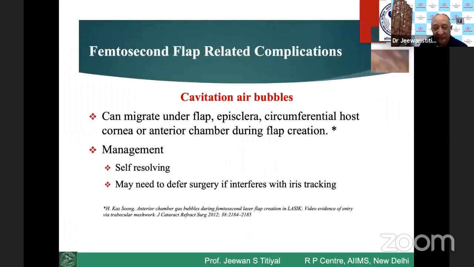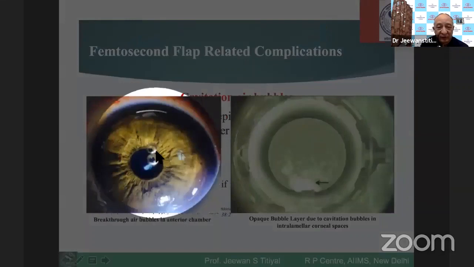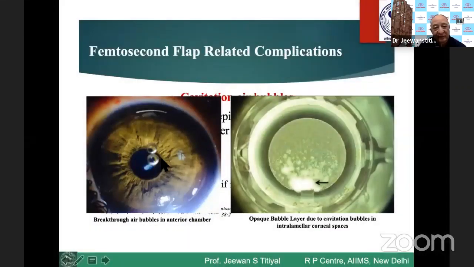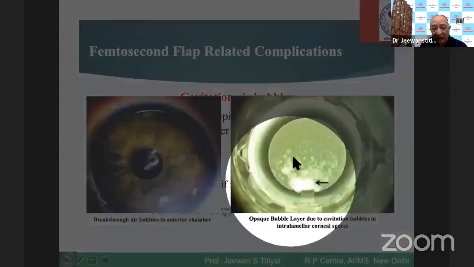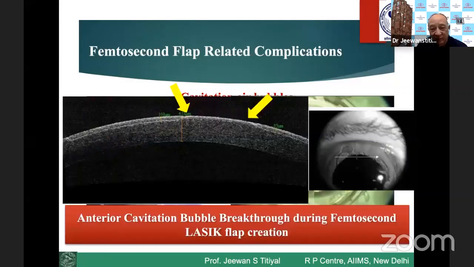There are a few specific complications with femtosecond laser flap creation. One is intracameral bubbles. Once these bubbles are there, tracking becomes very difficult, and your surgery may have to be delayed or postponed for some time. And it can give you a large area of opaque bubble, which can sometimes give you a poor post-op outcome in these patients.